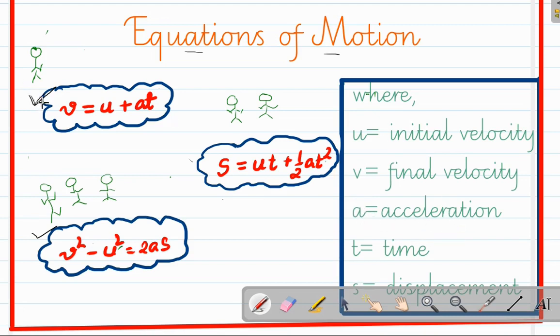The first equation tells us the relation between velocity and time, and that is v = u + at. Our second equation shows the relation between position and time, and the equation is s = ut + ½at². The third equation is v² − u² = 2as, which we get by eliminating t using equations 1 and 2.